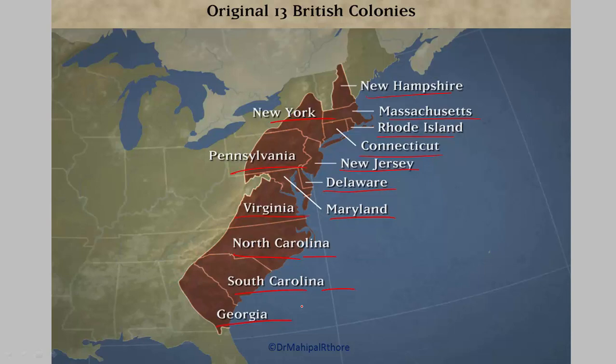They were well established, but you can see that they are not going beyond this area. Why? Because there is a mountain chain here. It is called the Appalachian mountain chain. So expansion towards this side was a bit difficult, and here was all Indian territory in this side.